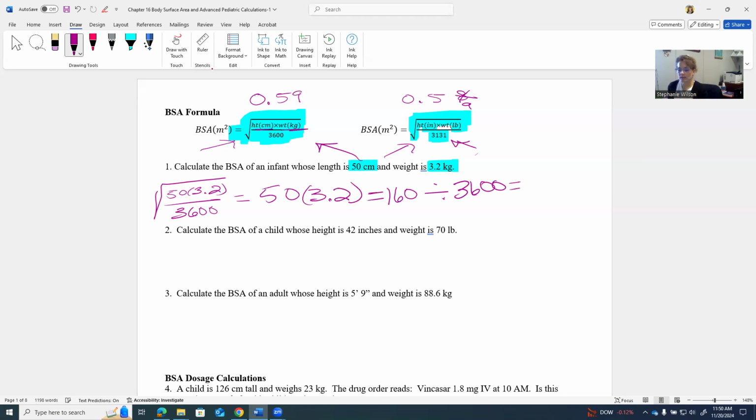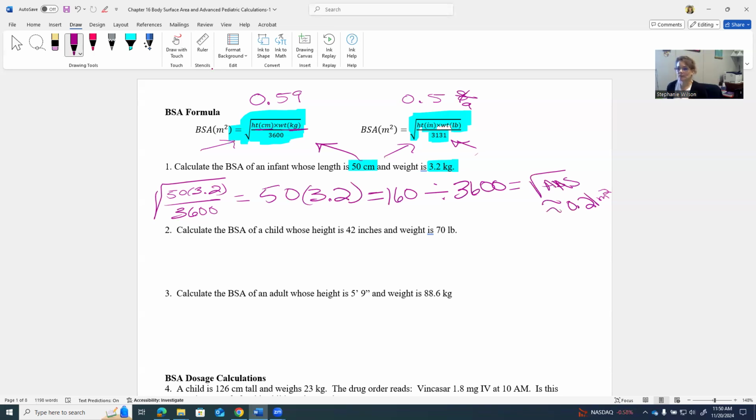Let's double check. And then while that answer is in there, hit square root. Yeah, that's right. Equal, and then it gave me some number, and then you hit square root on that answer. And round to the nearest hundredth, meters squared. So that's what I got.